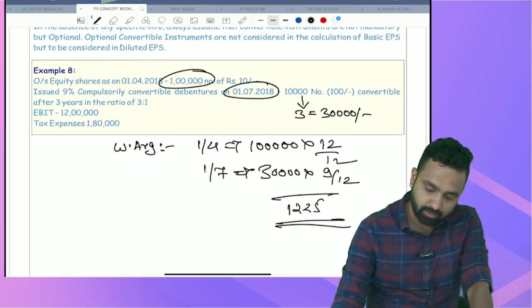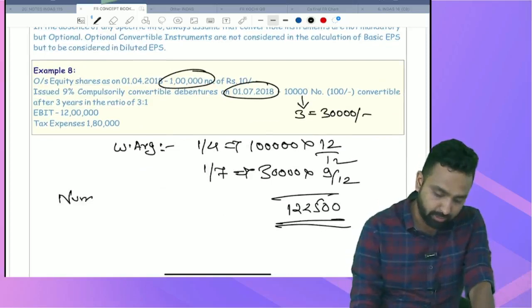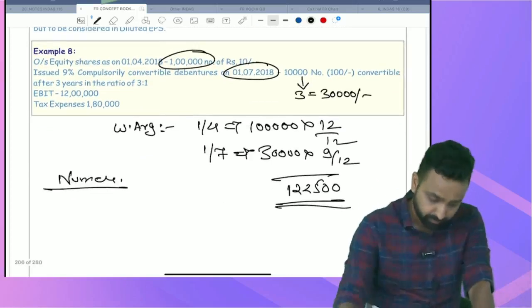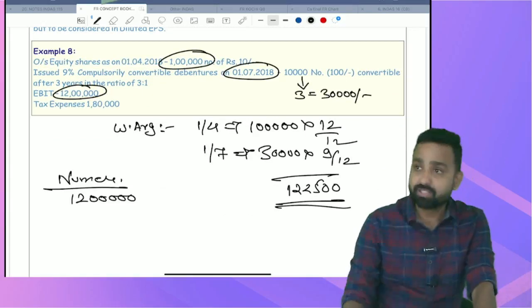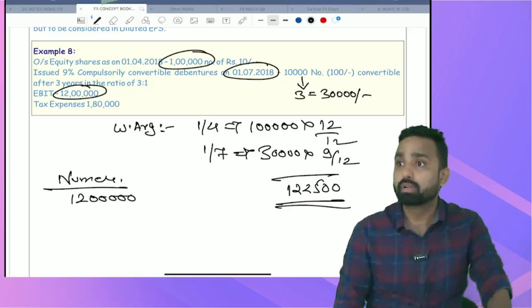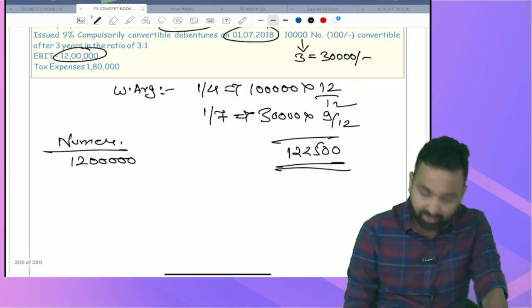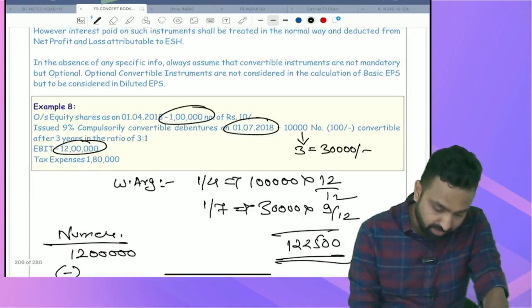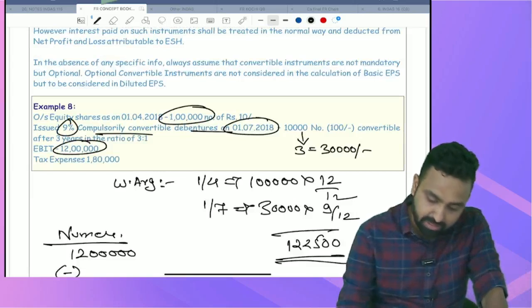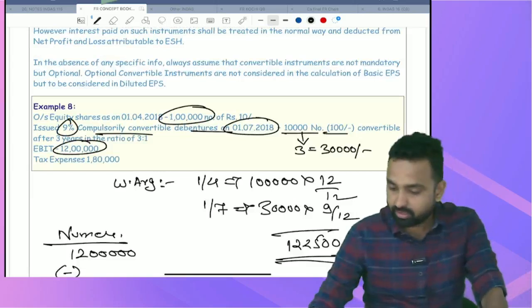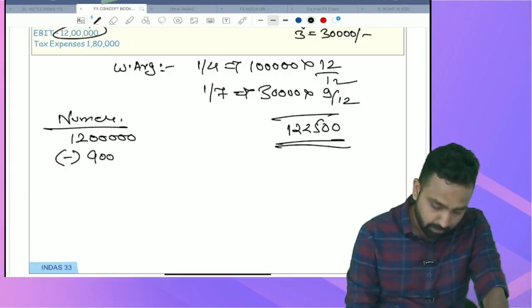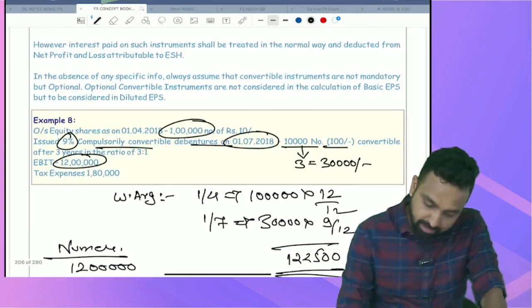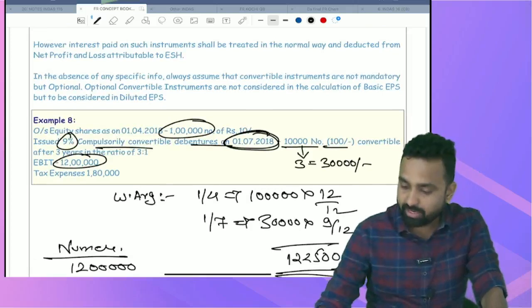1 lakh. Okay. What about the numerator? EBIT is 12 lakh. Yes, definitely, I will take interest. Minus, what is the rate of interest? 9% convertible compulsory, 10,000 into 100. So 10,000 into 100 into 9%, 90,000. 90,000 multiplied by how many months? From July, into 9 by 12.